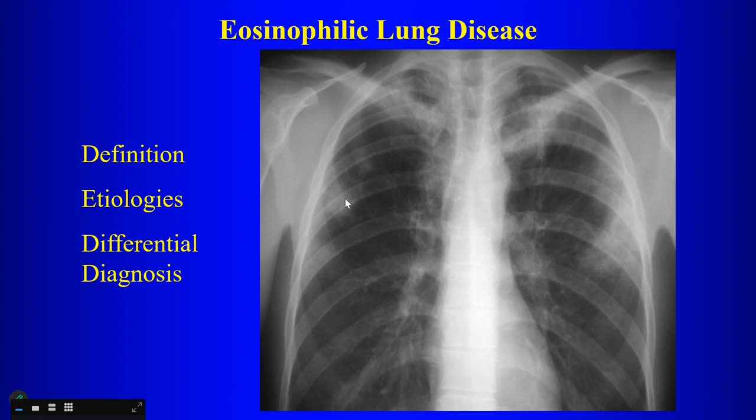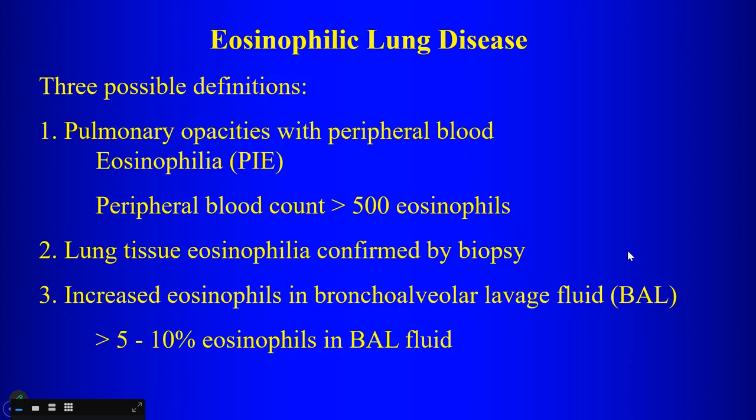All right, so we're gonna start with the eosinophilic lung disease. And the definitions for this: pulmonary opacities with peripheral eosinophilia. So if there's an abnormality on the chest radiograph, but the patient has peripheral eosinophilia, then you can suggest diseases in this category of eosinophilic lung disease.